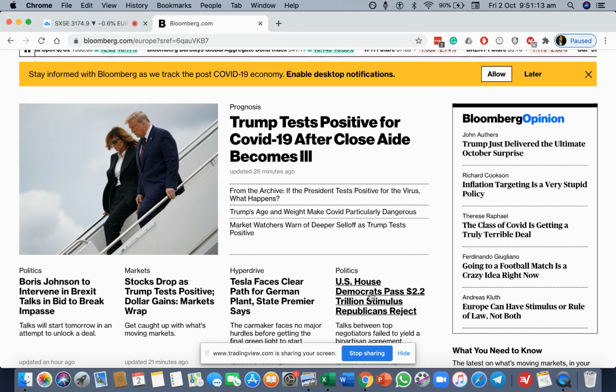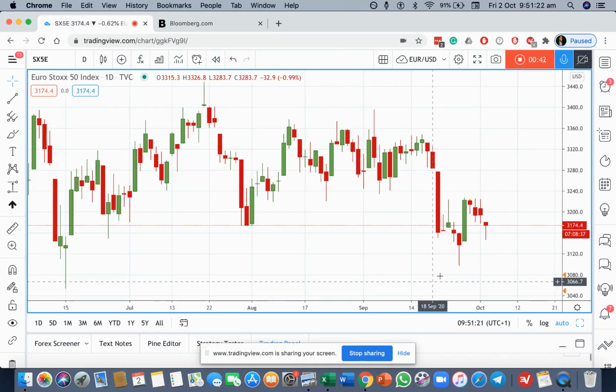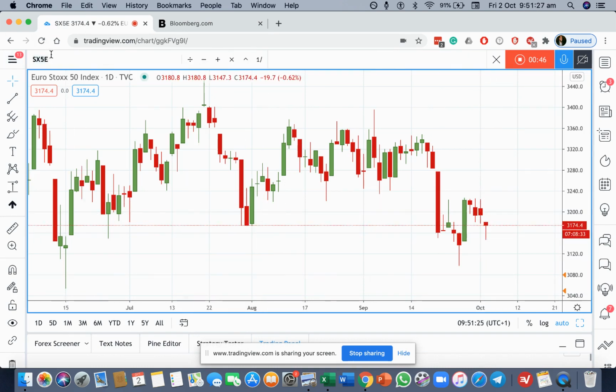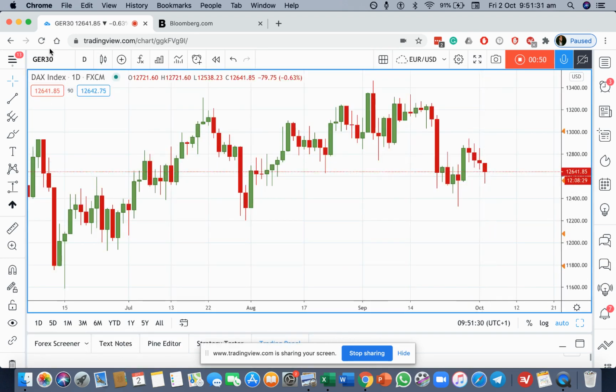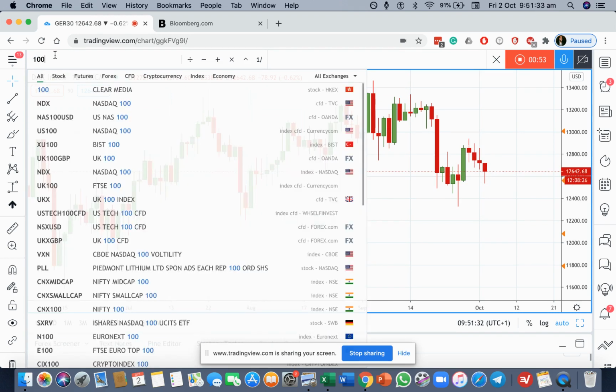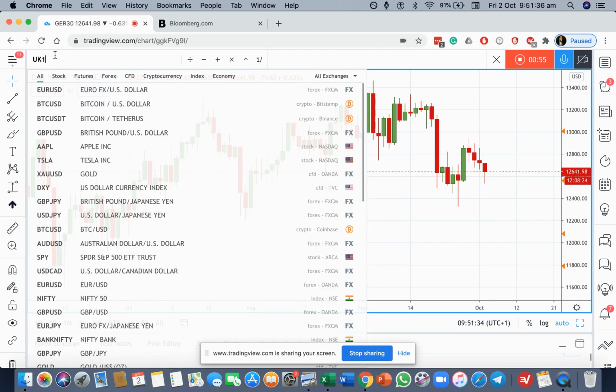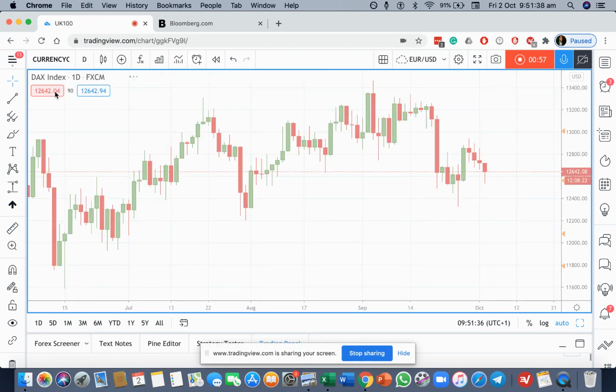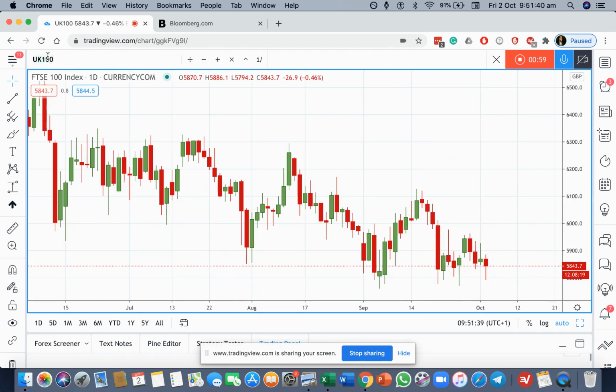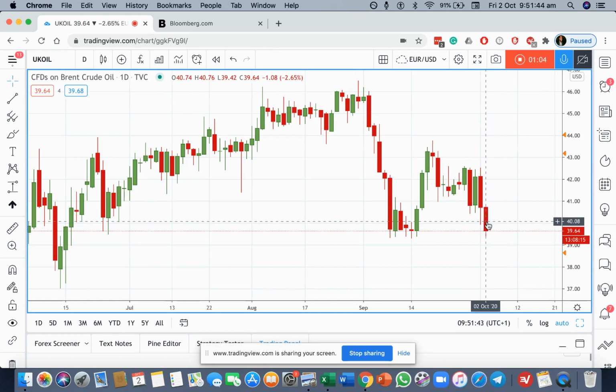And more importantly, what does this mean for the stimulus package that the House are trying to pass between the Democrats and the Republicans? So on the news, we've seen equity markets sell off. This is the European stock market. We've seen initial selling in European equities. We did see initial selling in the German stock market, for an example. We did see some selling in the UK markets as well on the news. And of course, we've seen oil prices dip lower on the news also.